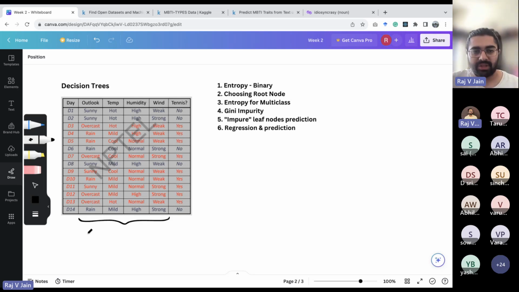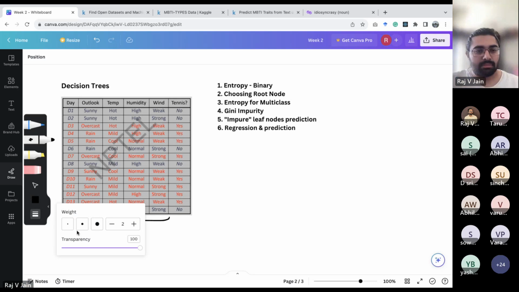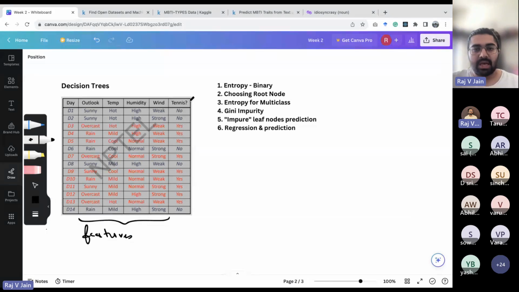Now for this particular example, we have these features that are there here, right? And this is the output, or basically your decision variable in some sense, right? So you want to decide whether somebody should play tennis or not based upon these four weather features on the particular day, right?